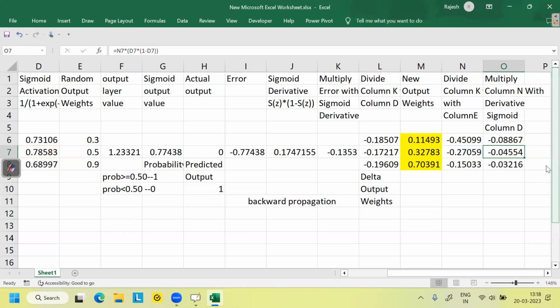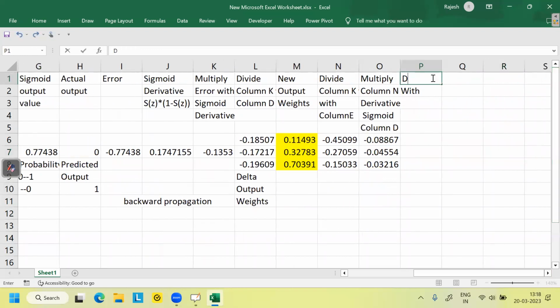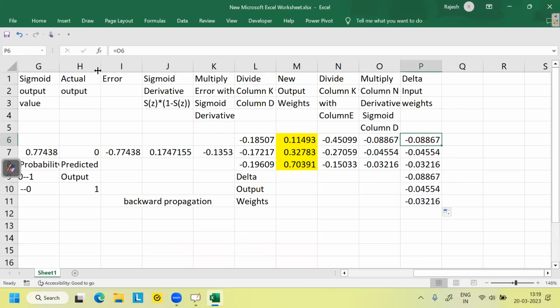Got it? So delta input weights will be this is equal to this, and you drag it down. Again is equal to this, you drag it down. Use is equal to, and select the cell. Drag down 3 cells. Then again is equal to, drag down again 2 times.